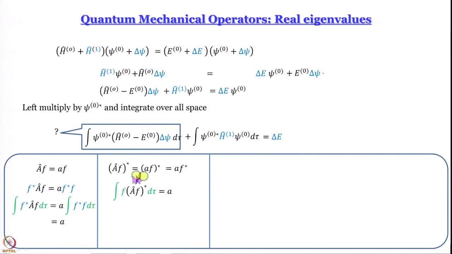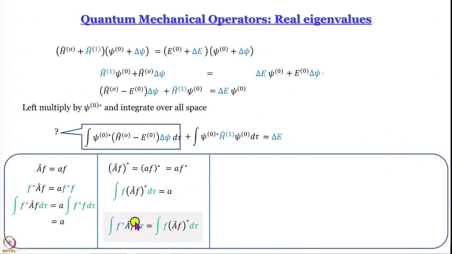So, we have two such expressions. Okay? Both are equal to A. How do we proceed from here? We can equate the two left hand sides, eliminate A, and we get integral f star A hat f d tau is equal to integral f A hat f star d tau.